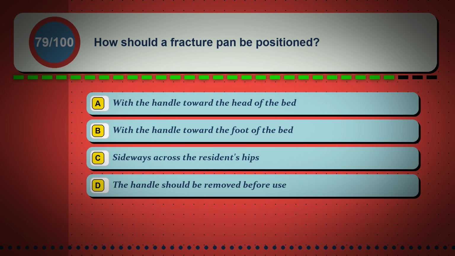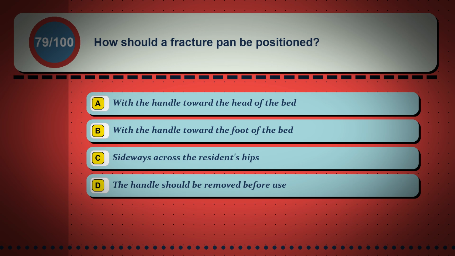Question 79. How should a fracture pan be positioned? Option A. With the handle toward the head of the bed. Option B. With the handle toward the foot of the bed. Option C. Sideways across the resident's hips. Option D. The handle should be removed before use.